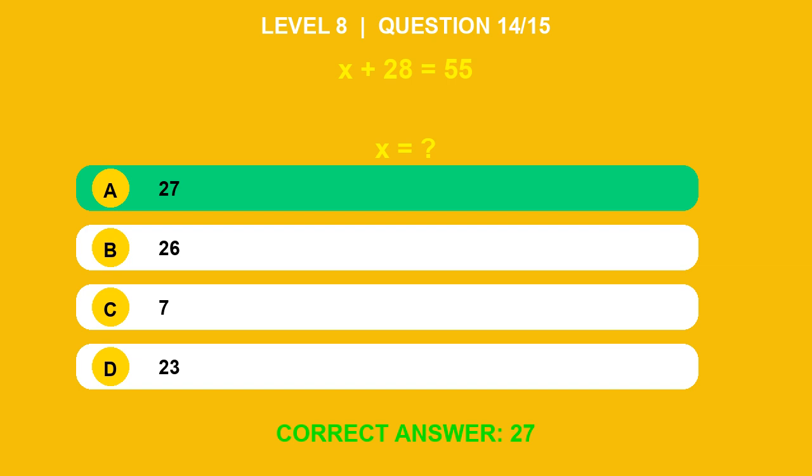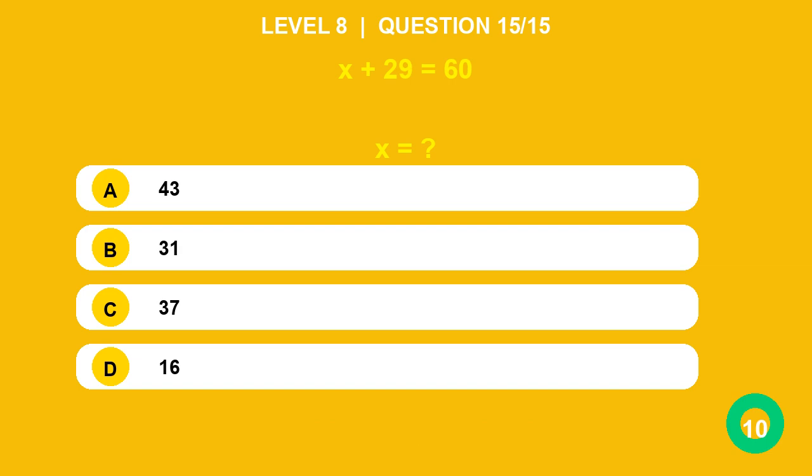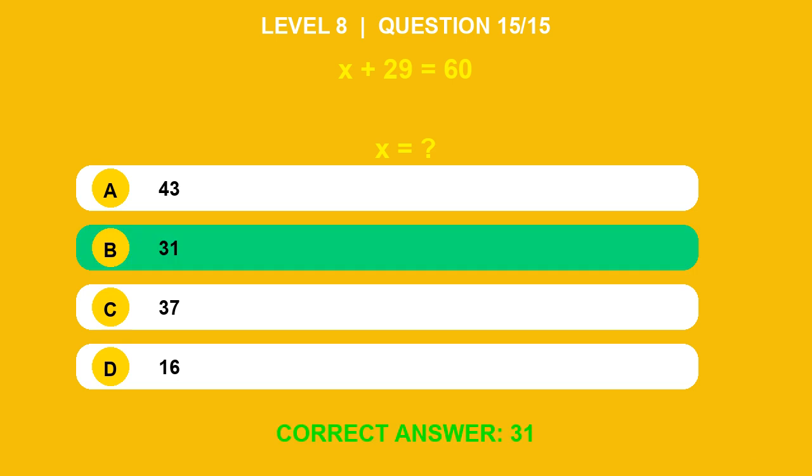Answer is 27. X plus 29 equals 60. X equals? Answer is 31.